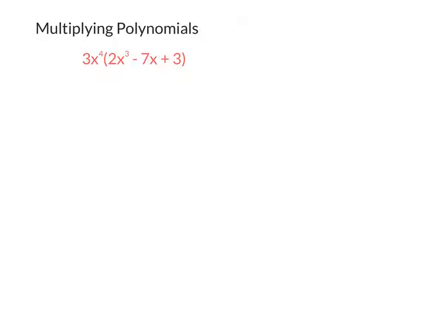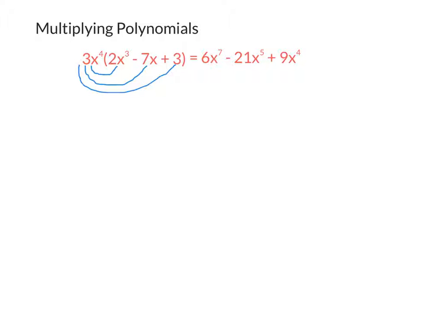So, our first example, 3x to the fourth times a three-term polynomial, 2x to the third minus 7x plus 3. Basically, what we're going to do here is distribute the 3x to the fourth. So we're going to multiply the 3x to the fourth times the 2x to the third. Then we're going to multiply the 3x to the fourth times the minus 7x. And then we're going to multiply the 3x to the fourth times 3. And when we do all that, the result is the following.